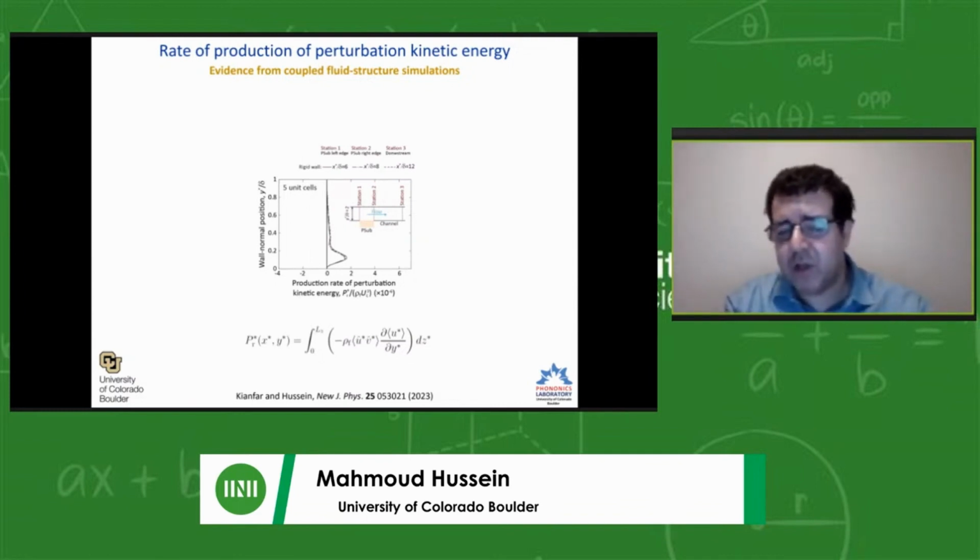We can see that obviously exactly at the wall, because there is no slip condition, there's no production of energy. But as we go further from the wall, the rate of production of the energy in the unstable mode increases. This is without a P-sub. So that's the profile of that production process.